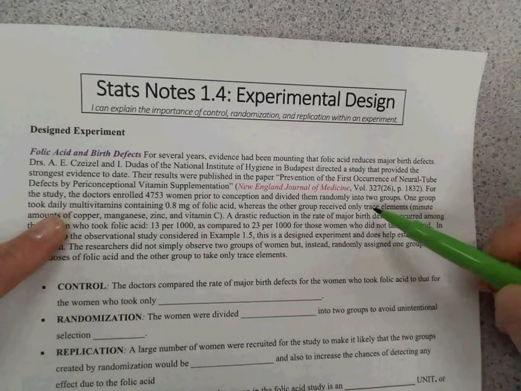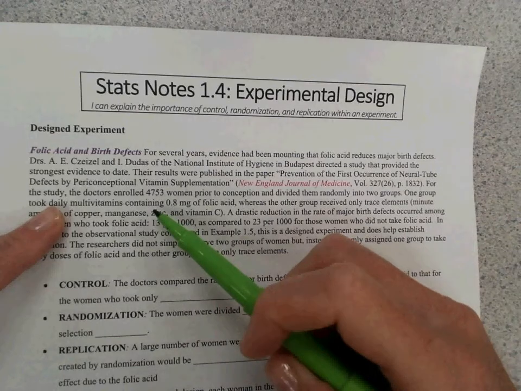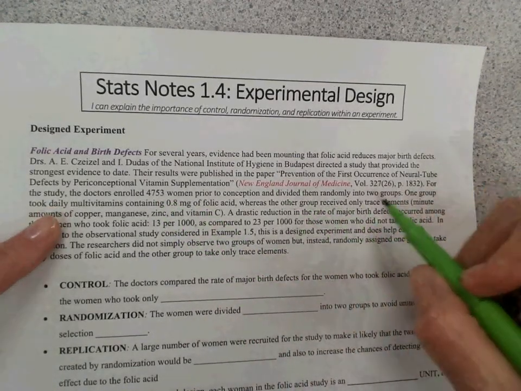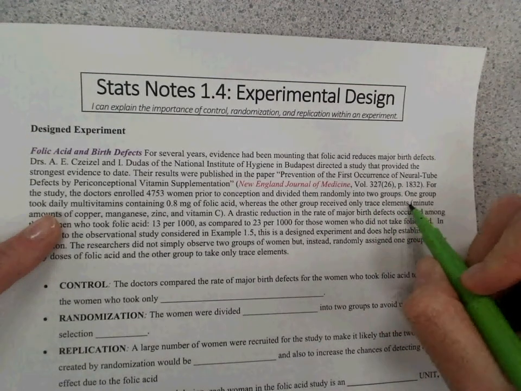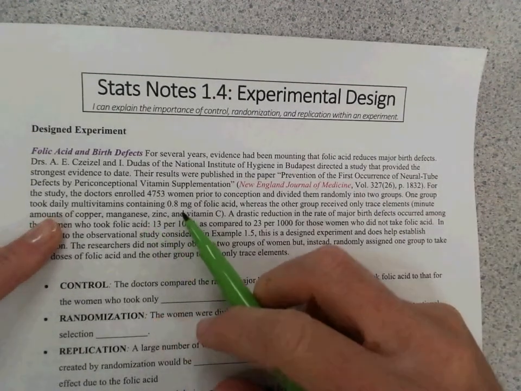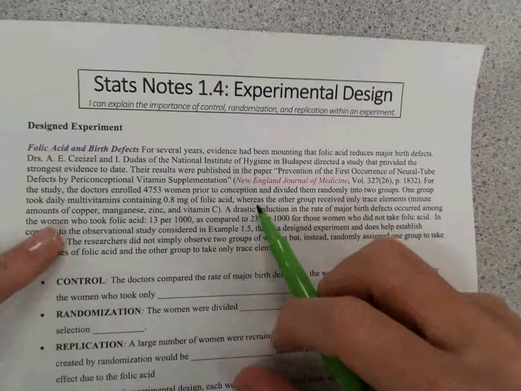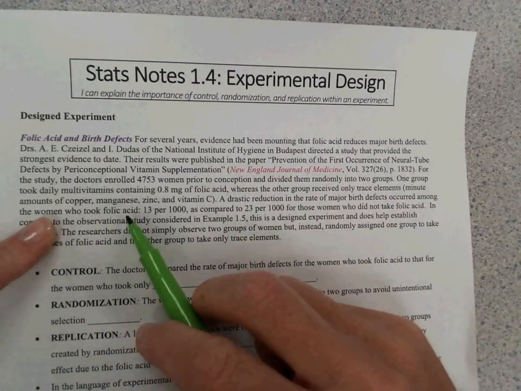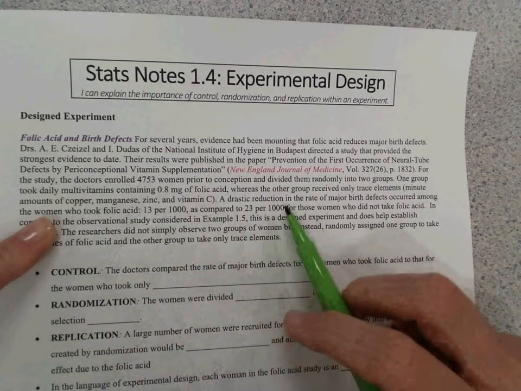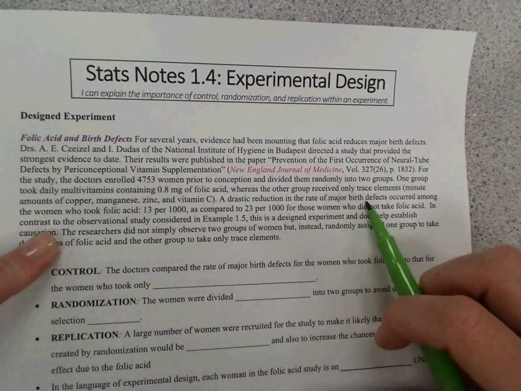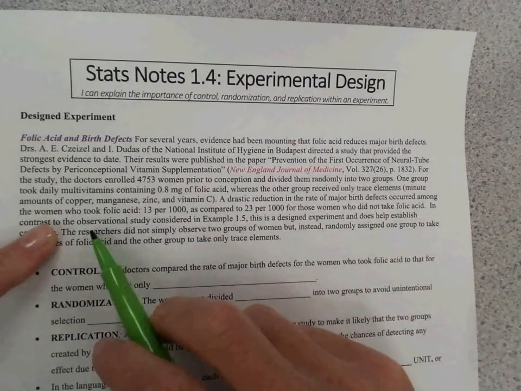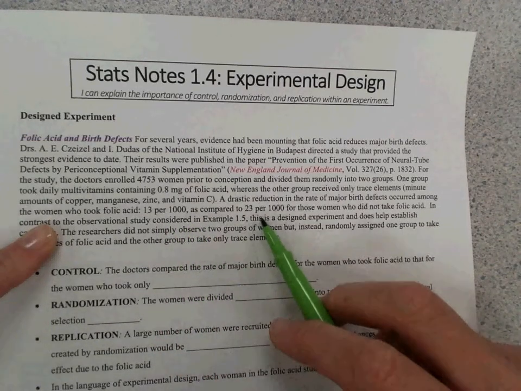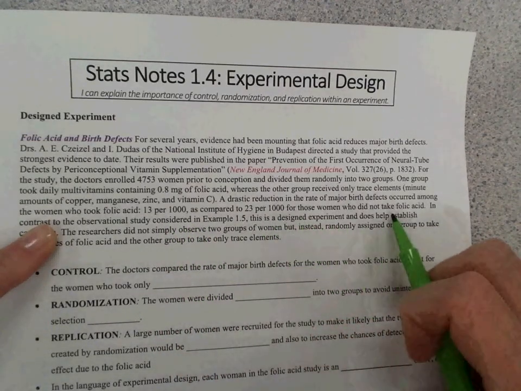For the study, the doctors enrolled 4,753 women prior to conception and divided them randomly into two groups. One group took daily vitamins containing 0.8 of a milligram of folic acid, whereas the other group received only trace elements, minute amounts of copper, manganese, zinc, and vitamin C. A drastic reduction in the rate of major birth defects occurred among the women who took folic acid: 13 per 1,000 as compared to 23 per 1,000 for those women who did not take folic acid.